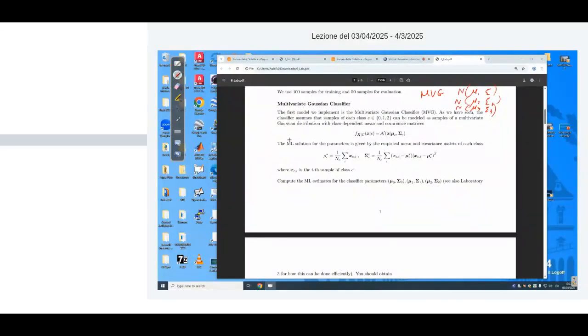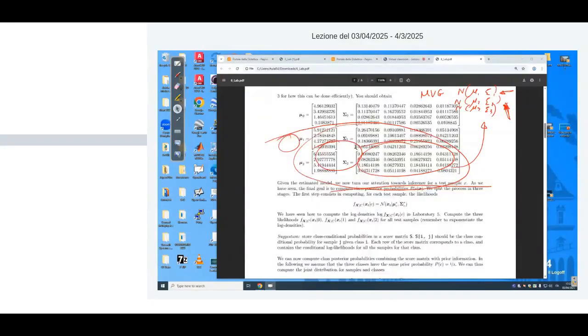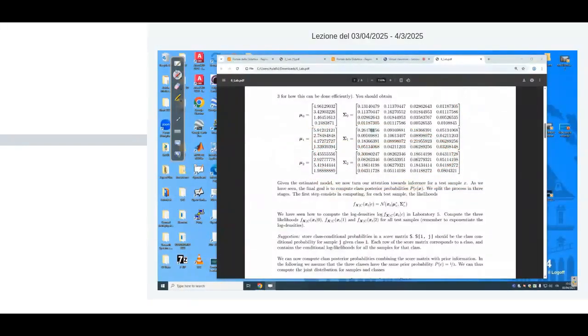We have seen in class that to estimate the parameters, we can use the maximum likelihood approach. The maximum likelihood solution we have seen corresponds to the empirical mean and covariance matrix of each class. So for each class, we compute the empirical mean, we compute the empirical covariance matrix, and those are the values that we will use to model our classes, so the samples of each class. So the first step is to compute these values. Now, how to compute these values? We have seen it several times. We have seen it last week. We have seen when we were doing LDA. We have seen when we were doing PCA, so it's always the same. We need to compute mean and covariance matrix, in this case, of the samples of each class. And this is what you should obtain as a result.